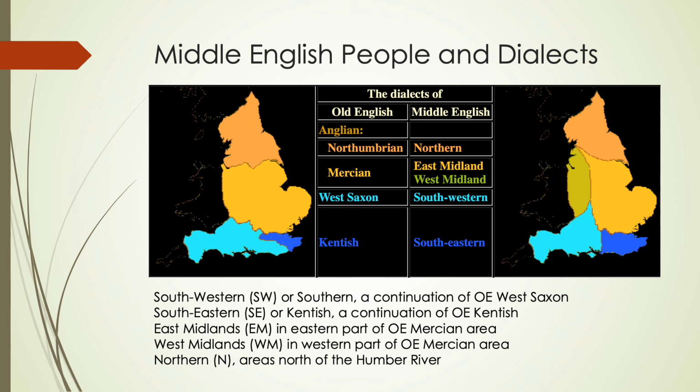So southwestern would have continued the West Saxon, southeastern would have continued the Kentish, East Midlands and West Midlands are part of the Mercian area, and the northern areas remain those areas that are just generally north of the Humber River.